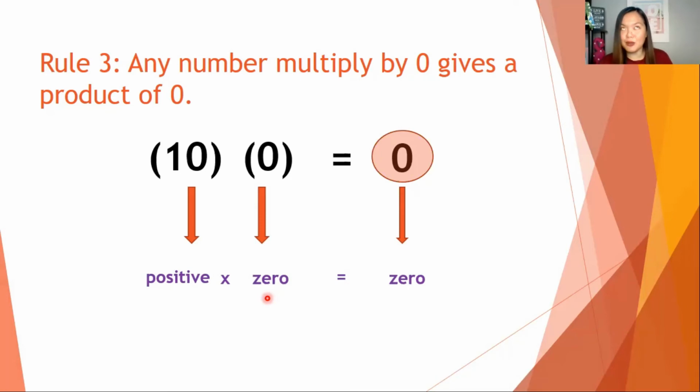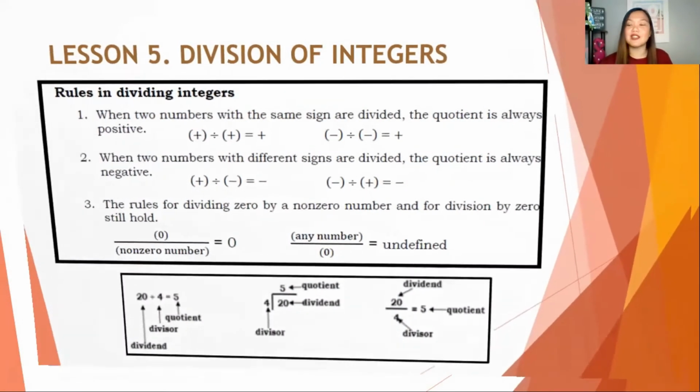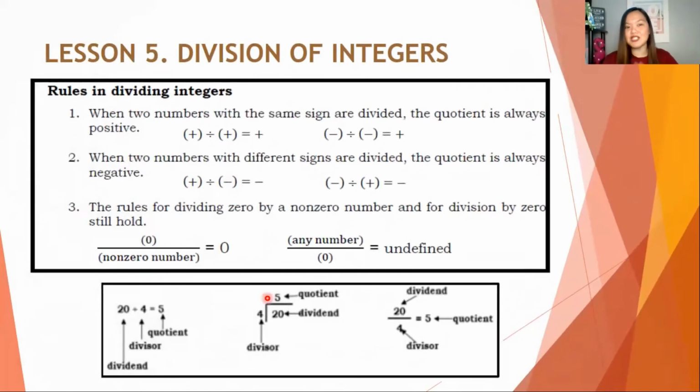So pag hindi nyo naintindihan masyado, you can just replay the video. And then let's proceed to the last lesson, division of integers. So pareho lang sila ng rules ng multiplication. Pag magkapareho yung sign, positive. Kung hindi sila magkapareho, ang negative.